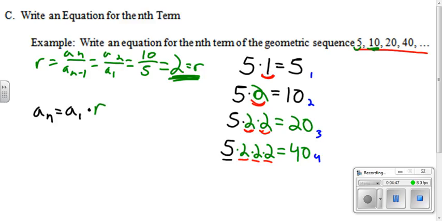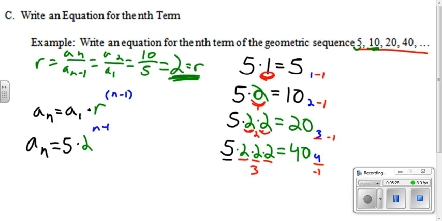And notice how if it's 3 here, 3 is 4 minus 1. If it's 2 here, that's 3 minus 1. 1 is 2 minus 1, and this one we multiplied by 2 0 times, so that would be 1 minus 1. So each time, we have to do r to the power of n minus 1. So if we wanted to find the nth term, we'd say a sub n equals 5 times 2 to the n minus 1 power.